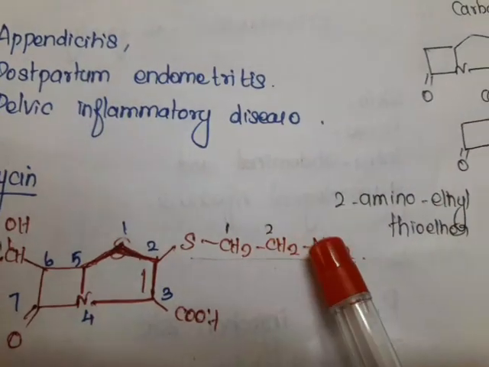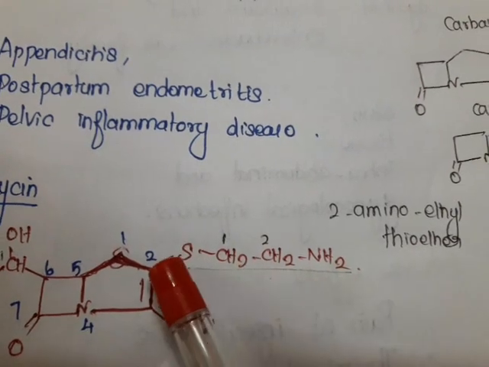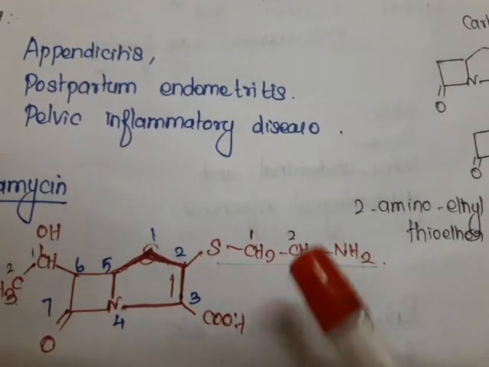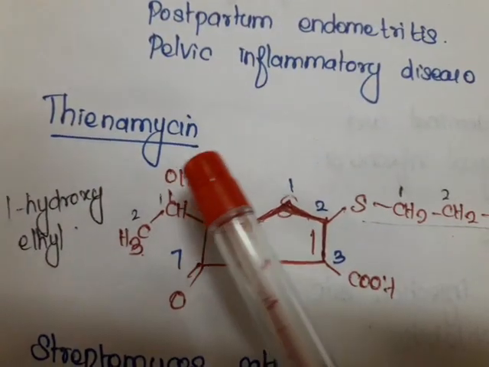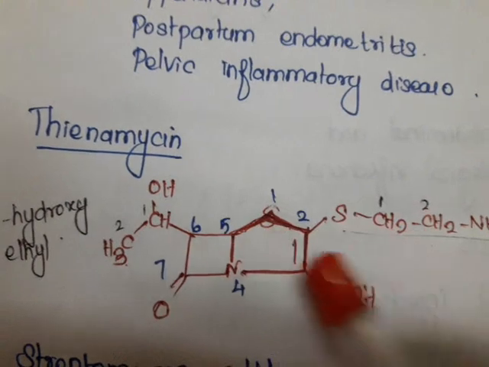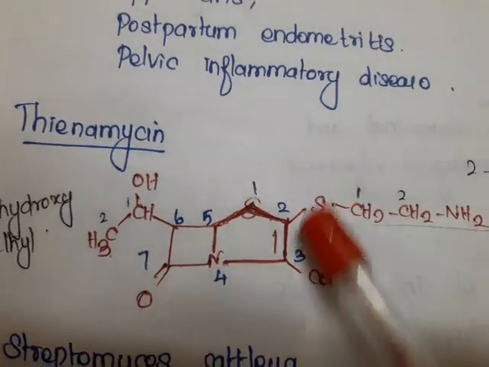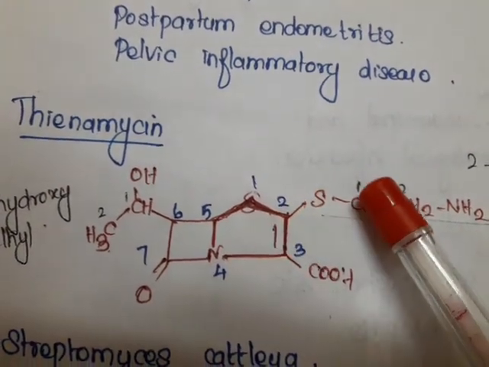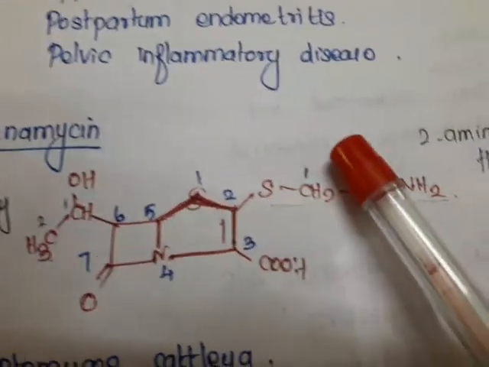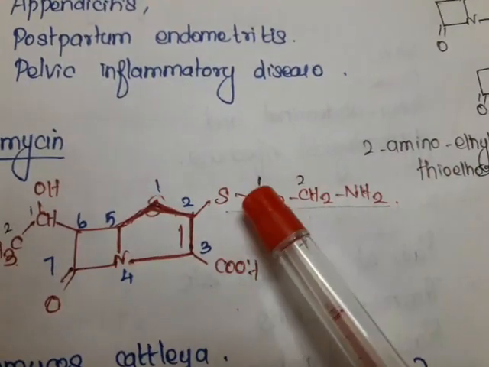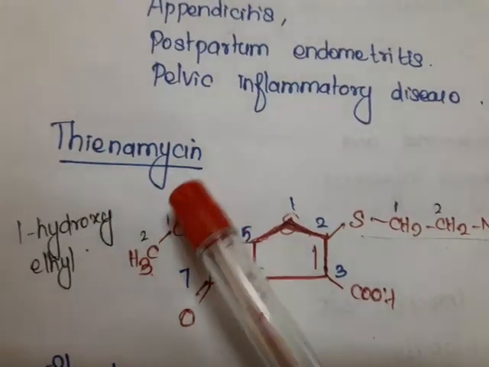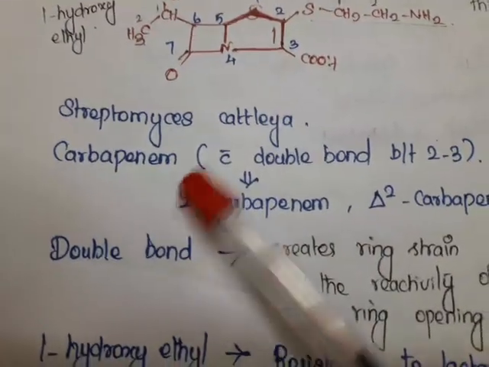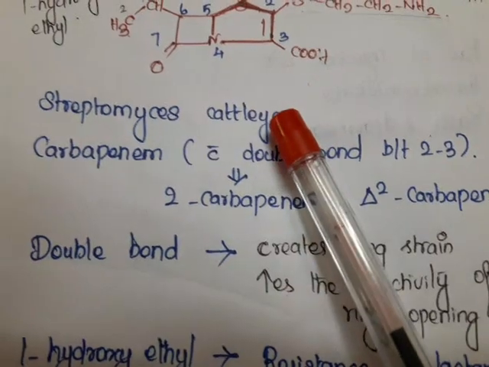And in the second position, what is attached? Aminoethyl thioether is attached in the second position. In the third position we have carboxylic acid. And in the sixth position we have 1-hydroxyethyl. So what is the structure of Thienamycin? What is the nucleus present? Carbapenem, ending with 'em', with a double bond between 2 and 3. In the second position we have 2-aminoethyl thioether, in the third position we have acid, and in the sixth position we have 1-hydroxyethyl, and it is isolated from Streptomyces cattleya.